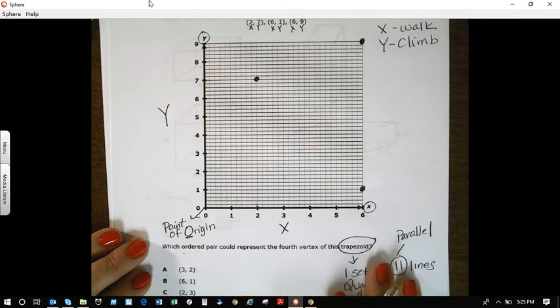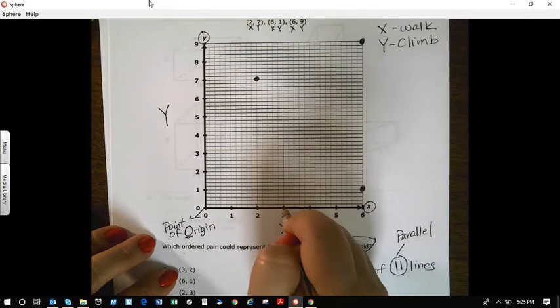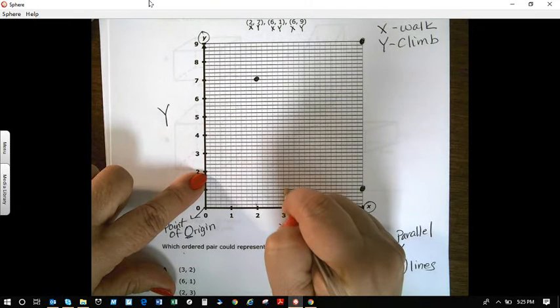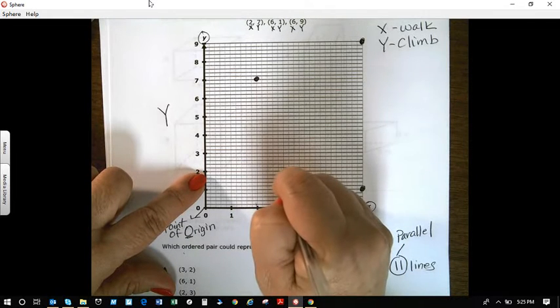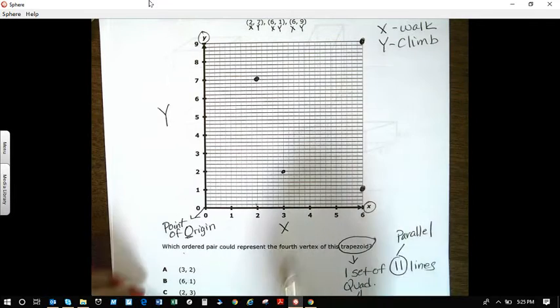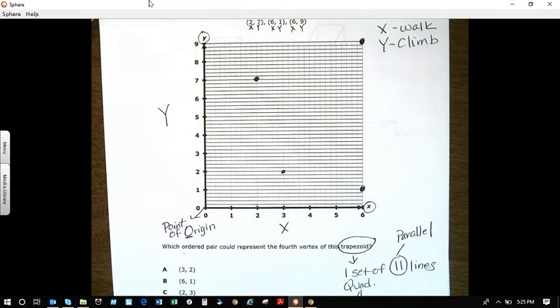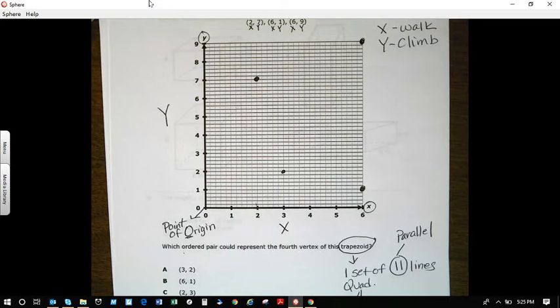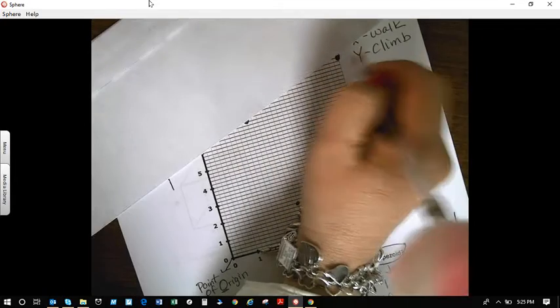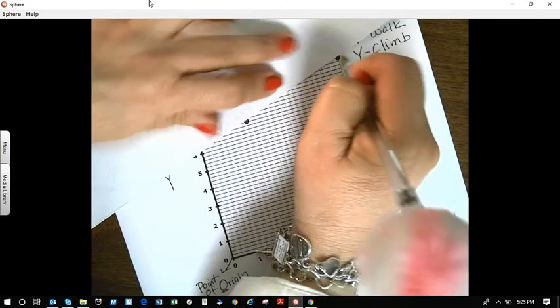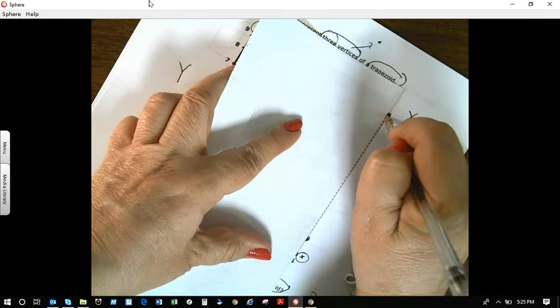All right, now I'm going to plot my 3, 2. My 3, and I'm coming up to my 2. All right, so next thing I'm going to do, let me get a straight edge. My ruler's gone. All right, so I'm going to get a straight edge. I'm going to go ahead and connect this ordered pair to this ordered pair. I'm going to connect this ordered pair to this ordered pair.